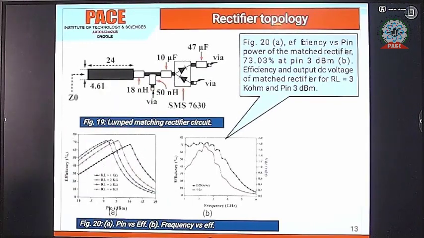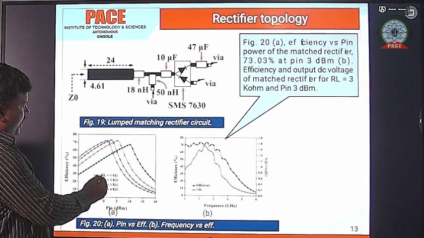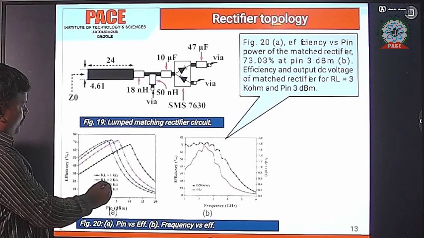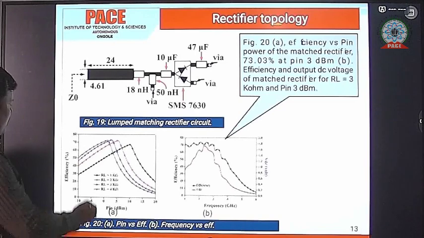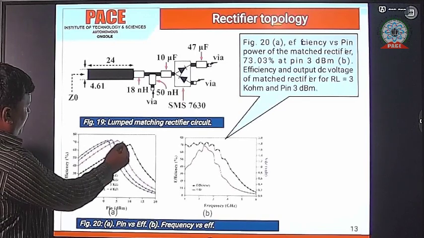Whenever we increase the input power, with different load resistances, RL equal to 1 kilo ohm, 2 kilo ohm, 3 kilo ohm, 4 kilo ohm, the efficiency of the rectifier circuit is more than 70% between 0 and 5 dBm power. We are getting the blue line at more than 70% efficiency.